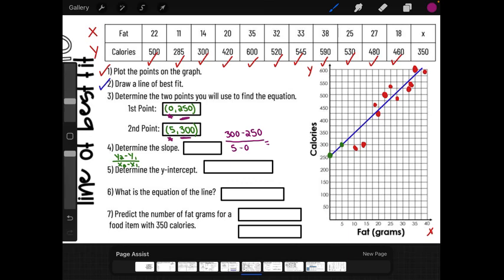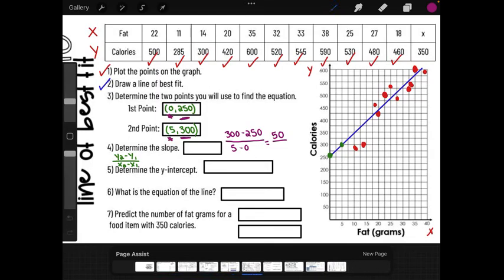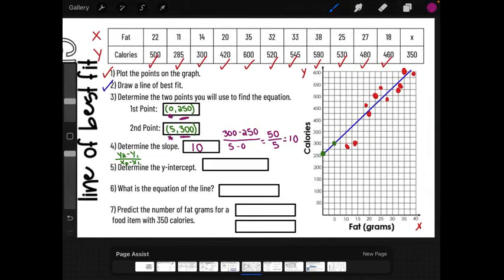300 minus 250 is 50. And 5 minus 0 is 5. 50 divided by 5 is 10. So our slope is 10. Your slope might be different if you chose different points. If you chose the same points as I did, that's good too.